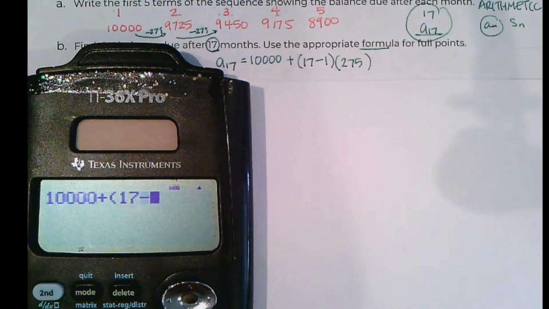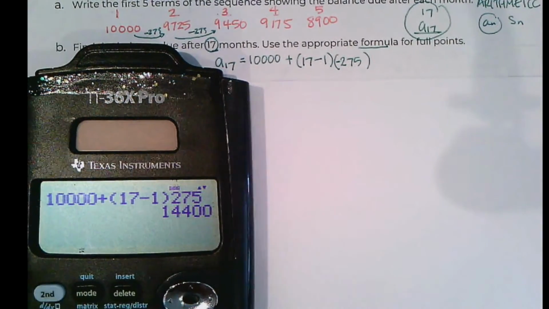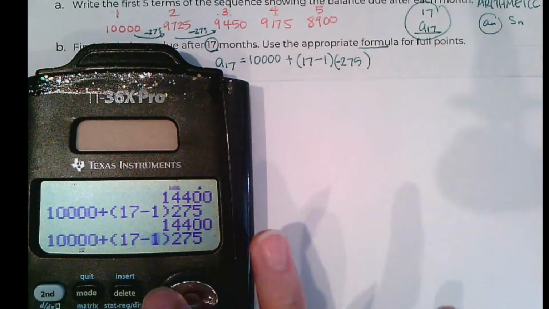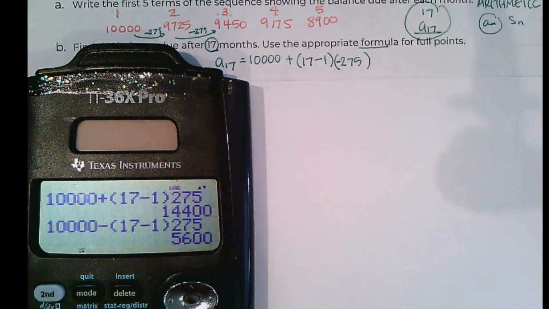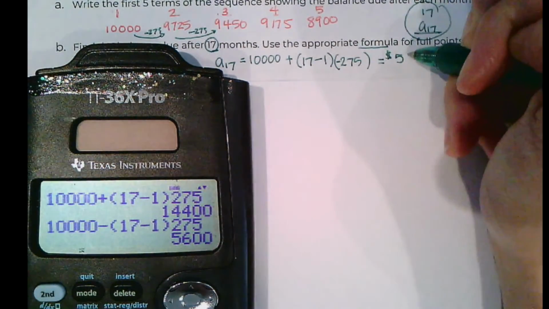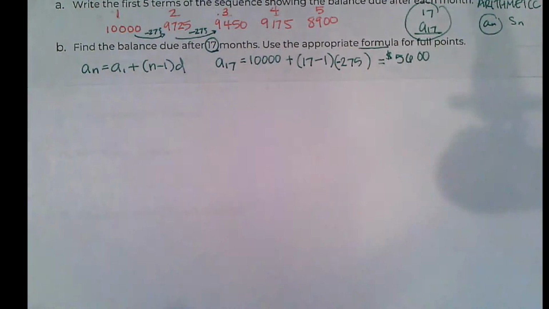So 17 minus 1. Oh, shoot. Sorry. Negative 275. I would have realized as soon as I did this that it doesn't make sense because she's paying off her debt. It was going down. So I would have gone, oh, crap. You can also just change this to a minus instead. Doesn't matter wherever you want to put that negative. We should end up with her owing her mom $5,600 after 17 months. So she's almost halfway done with her payments after 17 months.